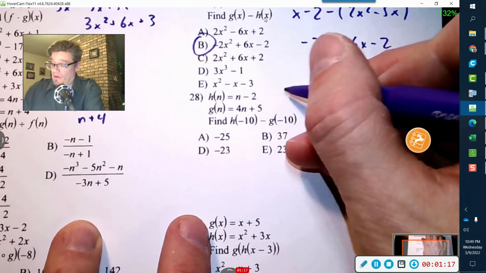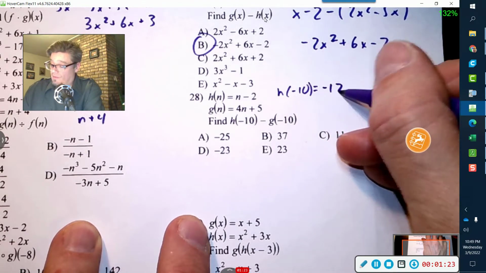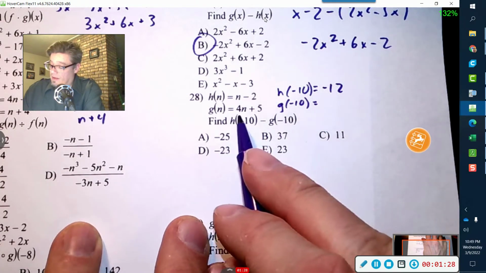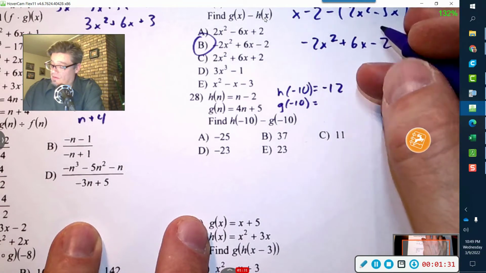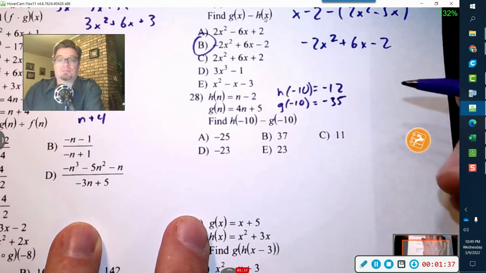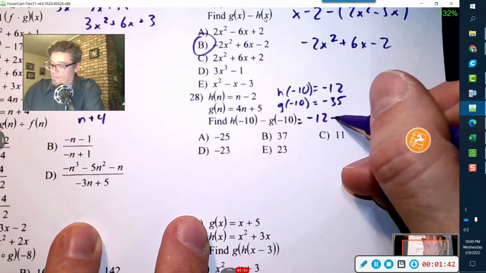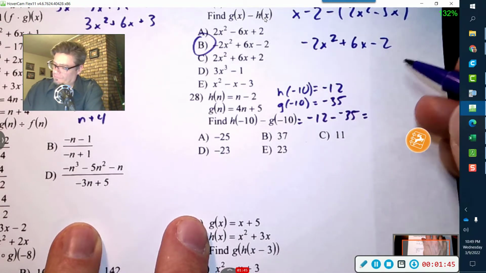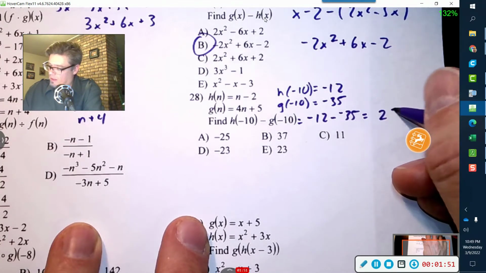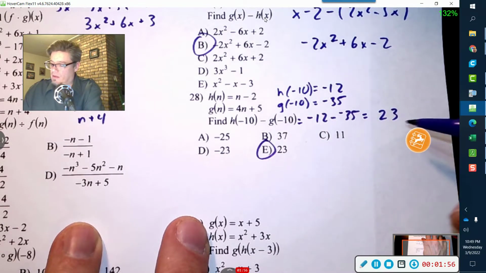Why not just go ahead and find out what h of negative 10 is? That's going to be negative 12. And then g of negative 10 here is negative 35. Okay, so now we take the two and subtract them. Negative 12 minus negative 35 is going to give us positive 23, because that's a double negative there. So 23 is your answer, E.